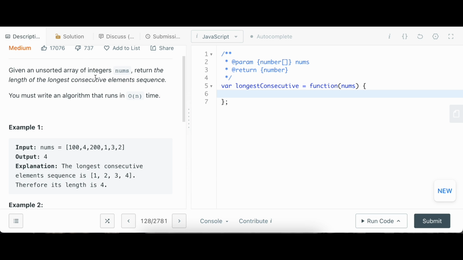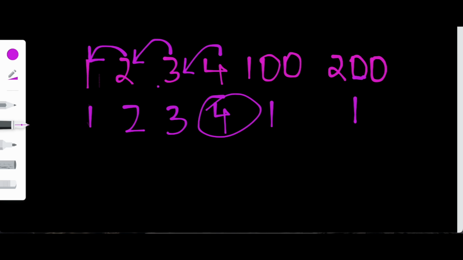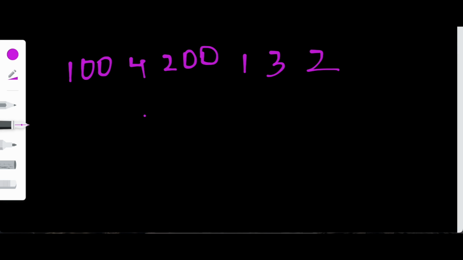But in the question, if you see, the solution has to be O of n, so that means we somehow have to eliminate the sorting that we did here, and then we have to convert this to an O of n solution. How can we do this? Let's see. So these are the numbers that we have without sorting, right? So now we need to find out how we can find the longest consecutive sequence without sorting, so that our time complexity would be O of n.